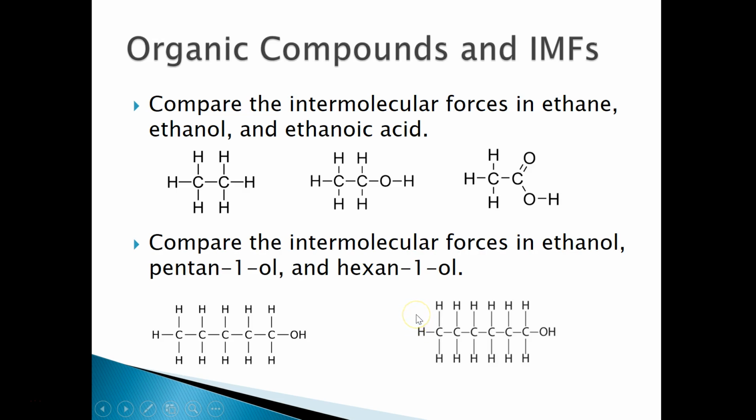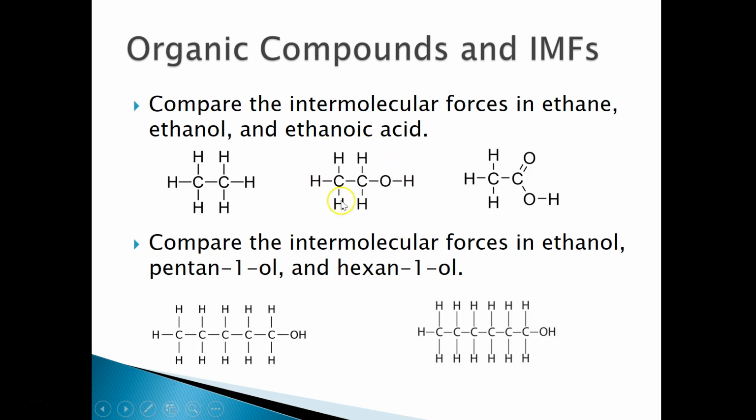All right, now comparing IMFs and organic compounds. If we compare the IMFs between ethane, ethanol, and ethanoic acid. Now, it's really important to note that intermolecular forces are additive. In other words, when you look at a molecule, you have to combine all the different intermolecular forces that we have in the molecule. So if we look at ethane, these are all nonpolar bonds, and so this is a nonpolar molecule, so it has London dispersion forces.